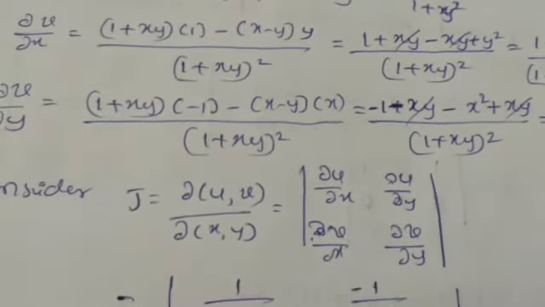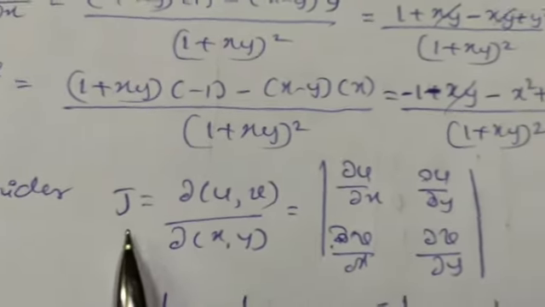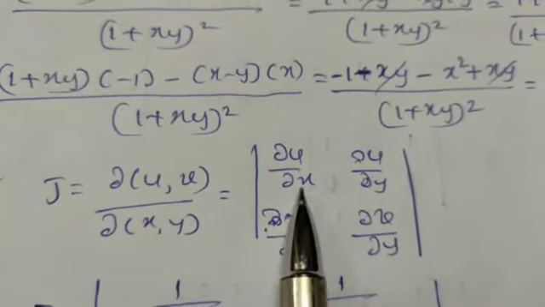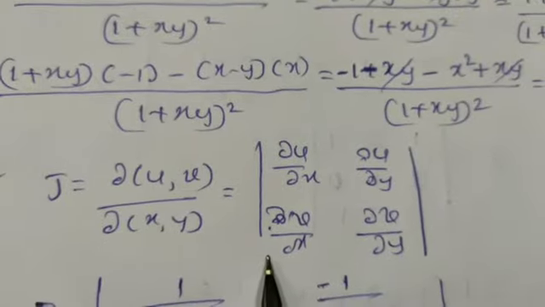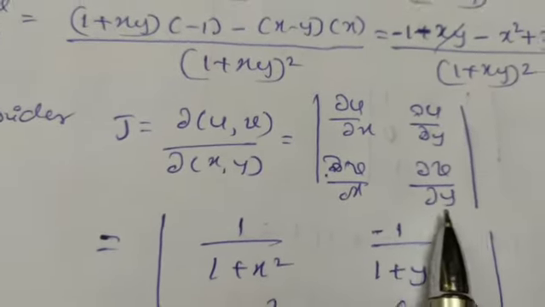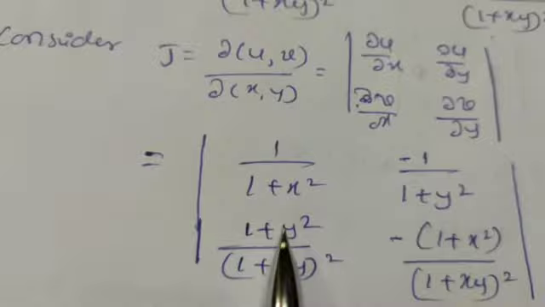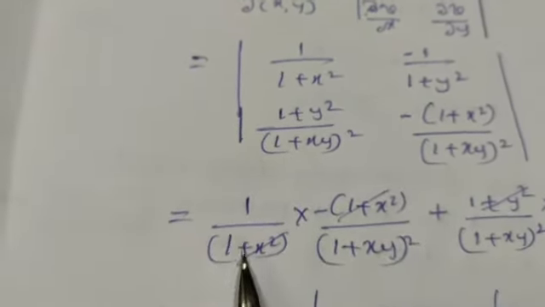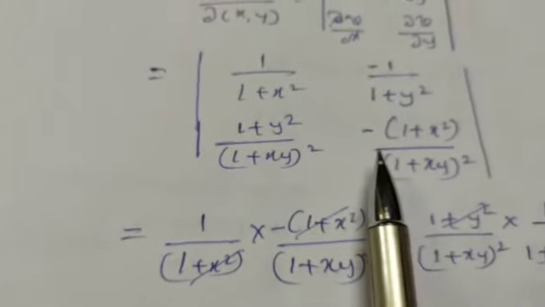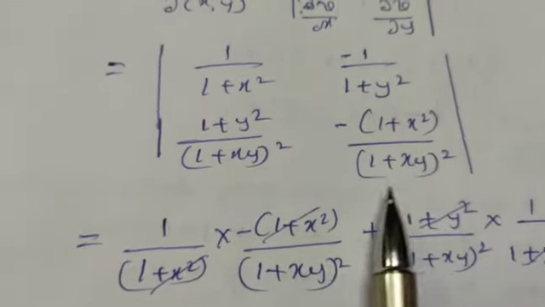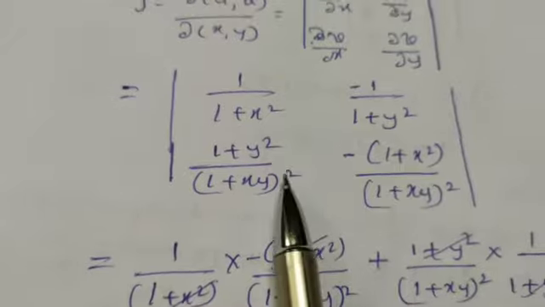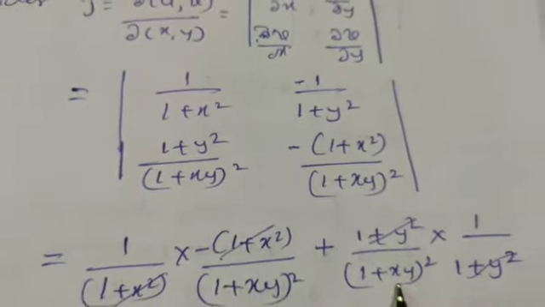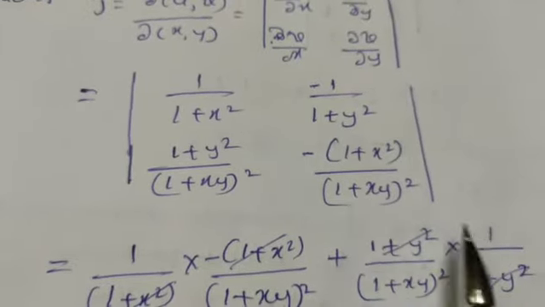Now let us find the Jacobian. The Jacobian of u and v with respect to x and y is equal to the determinant with first row dou u by dou x, dou u by dou y, and second row dou v by dou x, dou v by dou y. Let us substitute the values here. Cross multiply: you will get 1 by (1 plus x square) into minus (1 plus x square) divided by (1 plus xy) whole square, and cross multiplying the other two, it is plus (1 plus y square) divided by (1 plus xy) whole square into 1 by (1 plus y square).